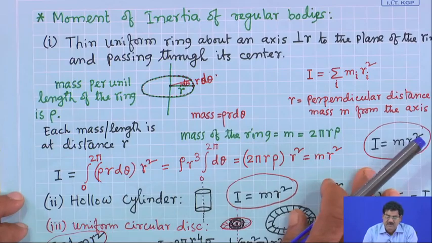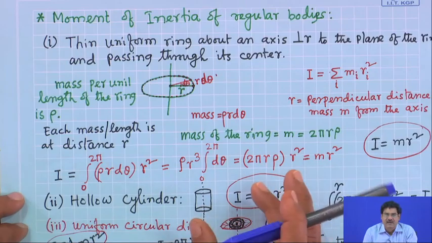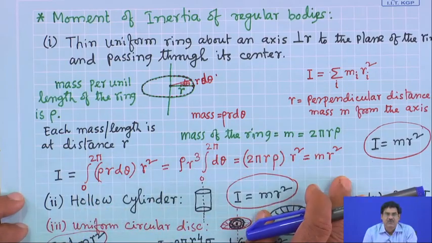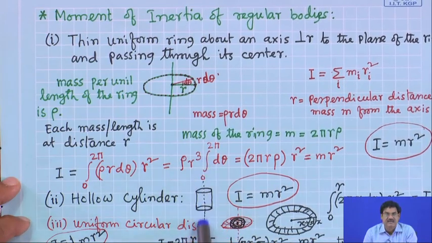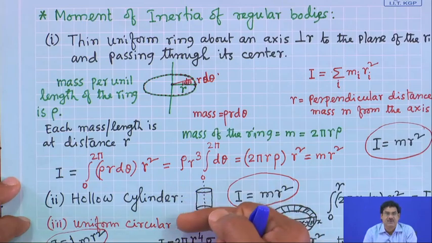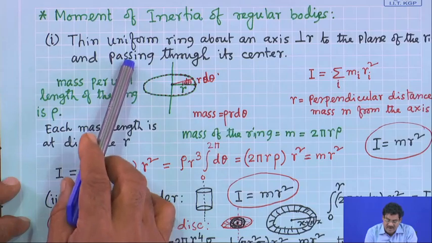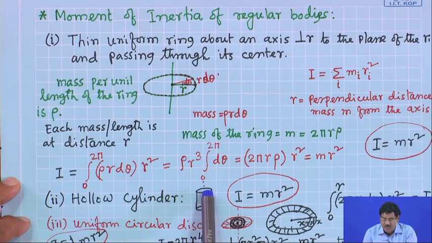This is just a simple calculation, but for any body having a regular shape one can calculate the moment of inertia by this method. Similarly, consider a hollow cylinder about this axis. You can think there are many thin uniform rings. You can divide this hollow cylinder into many rings, and for each ring you know the moment of inertia is m r square, right.